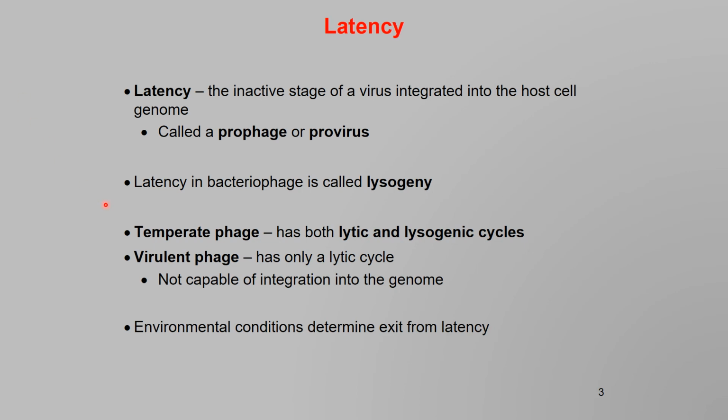So we have two different terms. One is a temperate phage. So now we're talking about phages again, so we're talking about bacterial viruses. So we have a temperate phage, and that has both lytic and lysogenic cycles. So our lysogenic cycles can happen until a point where usually some environmental stimulus comes along and it induces it to become lytic.